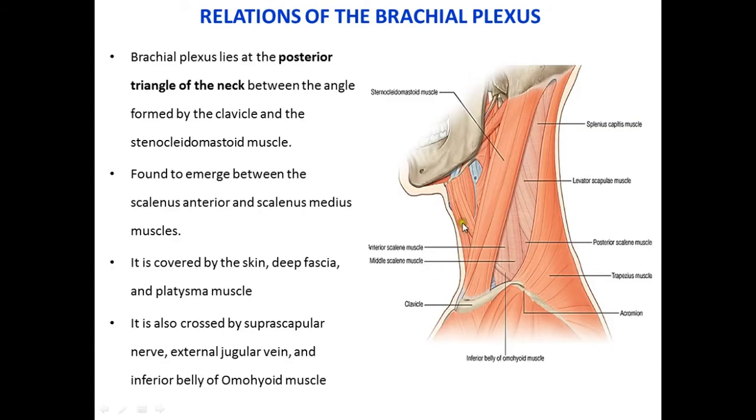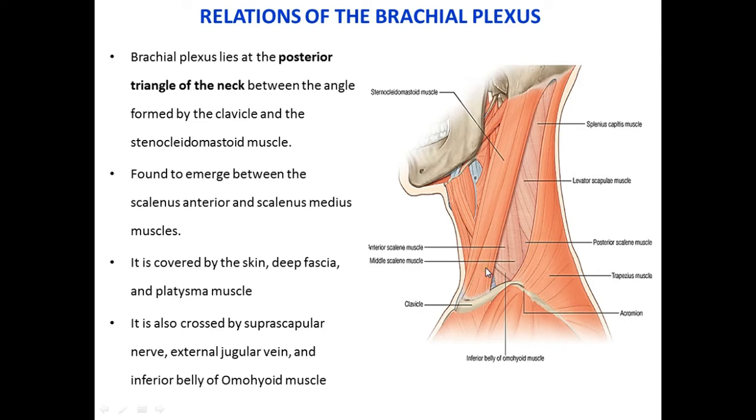Now, what is the relation of the brachial plexus? The brachial plexus lies in the posterior triangle of the neck, between the angle formed by the clavicle and the sternocleidomastoid muscle. This is the clavicle and this is the sternocleidomastoid. This is the triangle formed here, and the nerves emerge between the scalenus anterior and scalenus medius muscles. Here it is covered with the skin, deep fascia and platysma muscle.